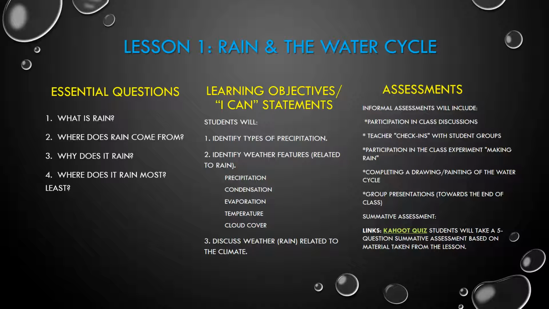The assessments during Lesson 1 are mostly informal and will include participation in class discussions, teacher check-ins with student groups, participation in the class experiment called Making Rain, completing a drawing or painting of the water cycle, and group presentations toward the end of class. A brief summative assessment will be given at the very end of class and can be found on Kahoot. It will be based on material taken from the lesson.